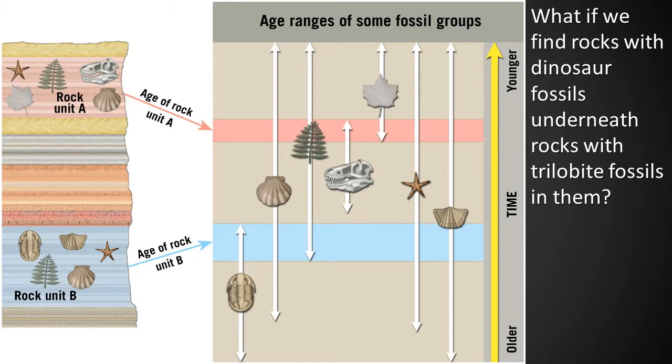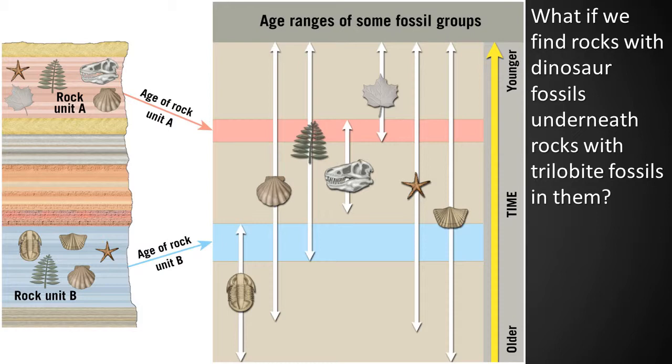The graphic on the right shows the time ranges for some fossil groups. The fossil at the left is that of a trilobite. The fossil in the center is a dinosaur. Trilobites went extinct long before dinosaurs existed. Rocks with dinosaur fossils in them are younger than rocks with trilobite fossils in them.